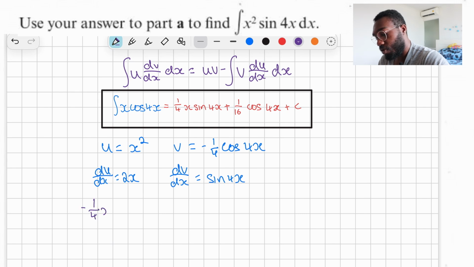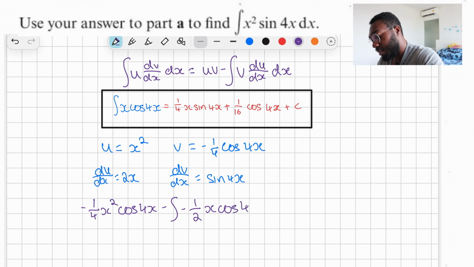Now if we apply the formula, we get u times v, which would be minus 1 over 4 x squared cosine 4x, minus the integral of v times du over dx. So we have the minus 1 over 4 times cosine 4x times that 2x. That would be minus 1 over 2, minus a half x cosine 4x, and we need to integrate that with respect to x. Now, as you can see, we have to integrate minus a half x cosine 4x. That looks very similar to what we previously had to work out, which was x cosine 4x.